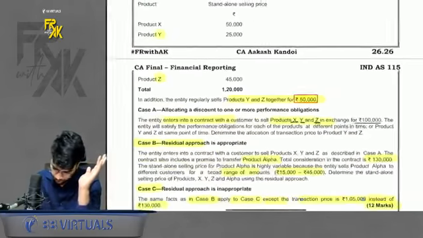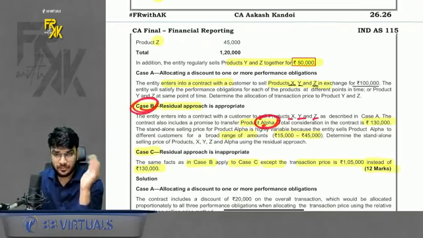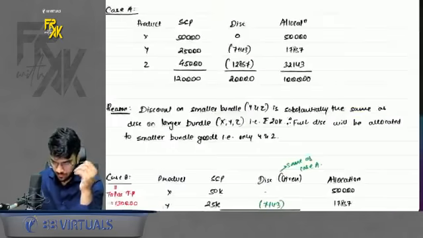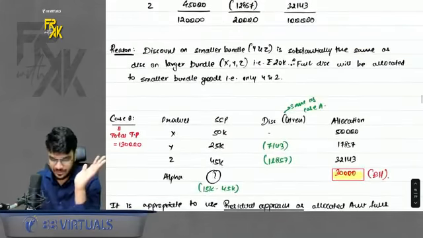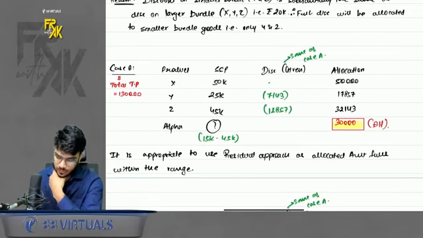Simple. Case B. It says along with XYZ, we also sell alpha, but we sell for 1,30,000. Okay. And range of alpha is given. How to calculate the value of alpha? It is simple. See, you have the data of first 3 products. Okay. Discount is available.